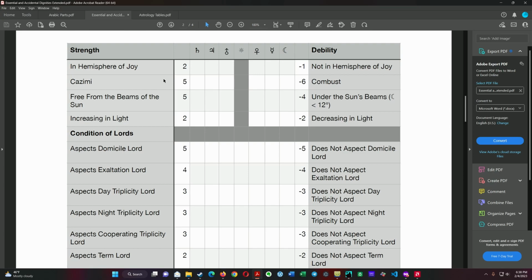I've seen variants of either up to 1 degree from the sun, but I've also seen half a degree, but 17 minutes is, I forgot who came up with that. I think it was Abu Mashar might have said that. But otherwise, it's known as being combust.